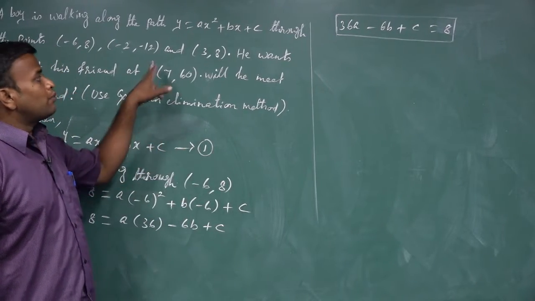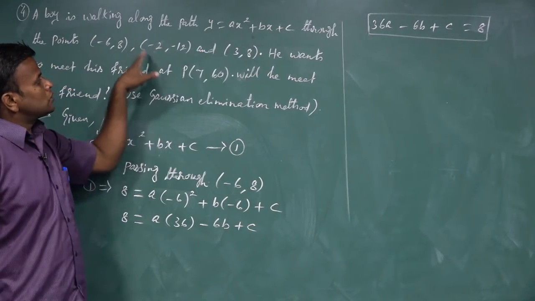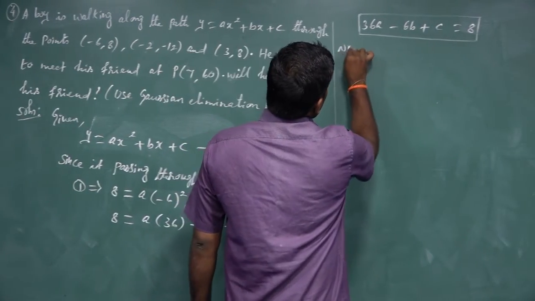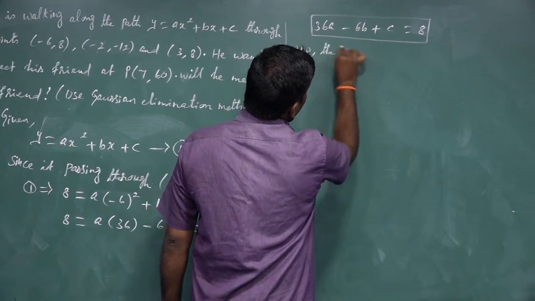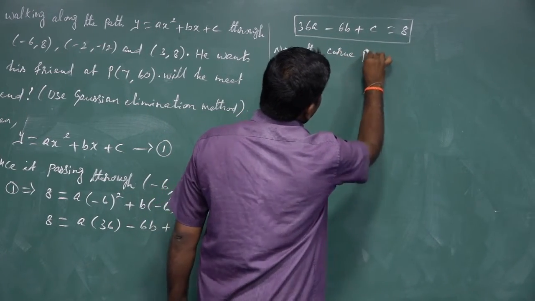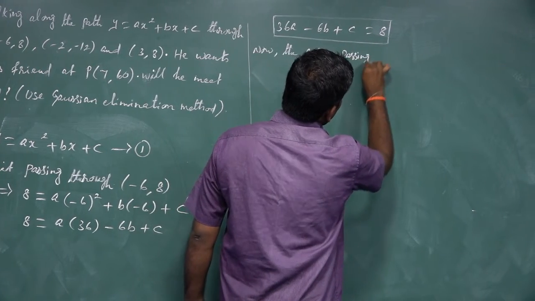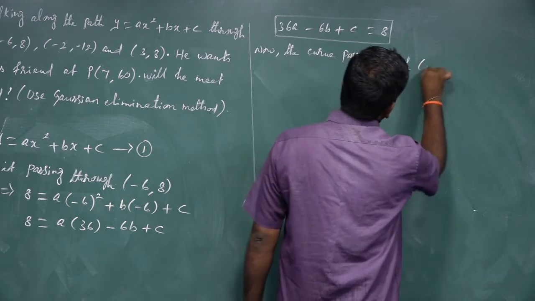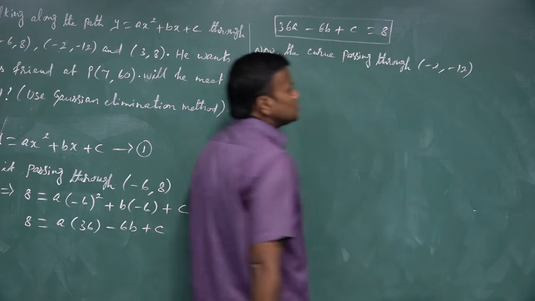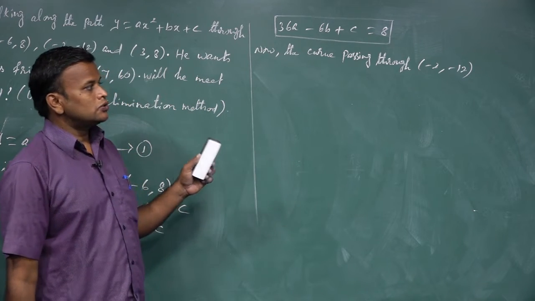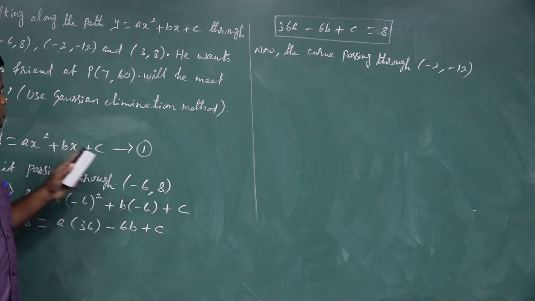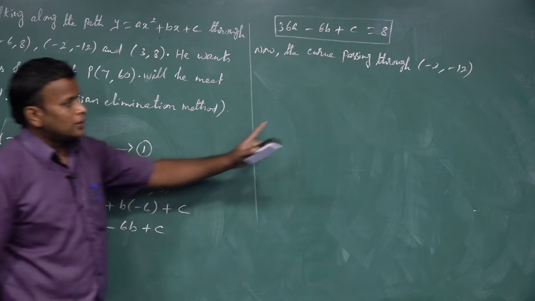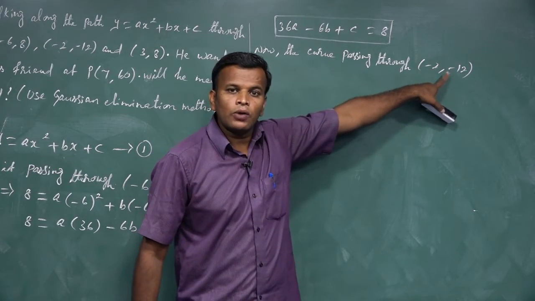Now we come to the second point. This curve is also passing through the second point minus 2 comma minus 12. So in the first equation, now we replace x by minus 2 and y by minus 12.